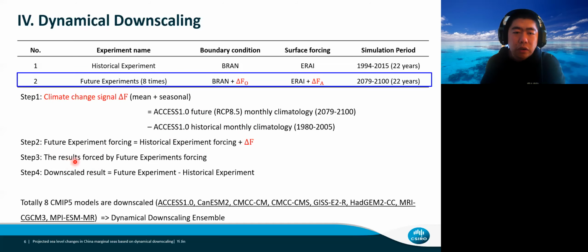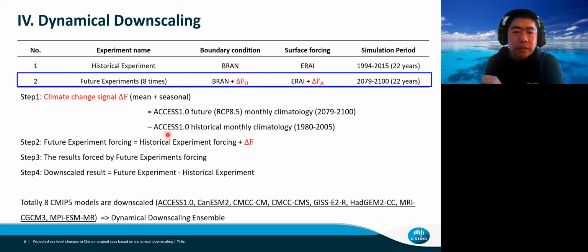And the result forced by the future experiment forcing is obtained from the GCM model, and finally the downscaled result is obtained from the differences between the future experiments and the historical experiments. Specifically, as shown in this table here, the climate change signal data F of the ocean variable is called data FO, and the climate change signal of the atmosphere variable is called data FA.